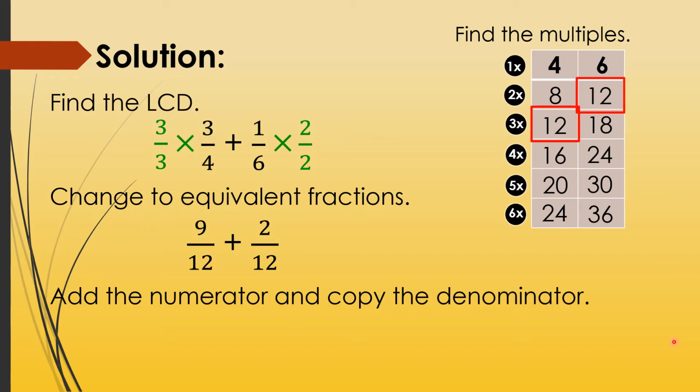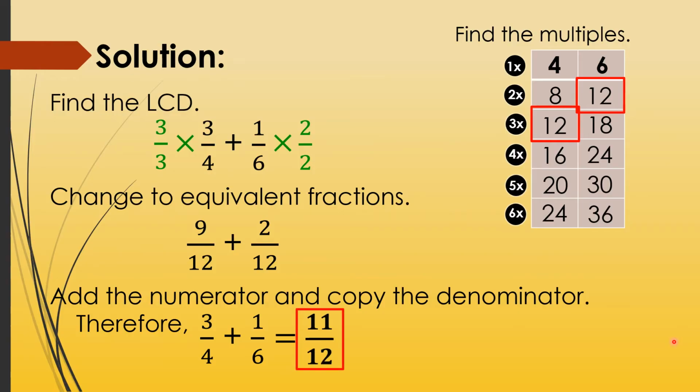Let us now add the numerator and copy the denominator. Therefore, 9 plus 2, and then 12, copy the denominator. So 3 over 4 plus 1 over 6 is equal to 11 over 12. Saan natin nakuha yung 11? So iyon ay 9 plus 2 is equal to 11, and then copy the denominator, which is 12. So this is the answer for our first example.